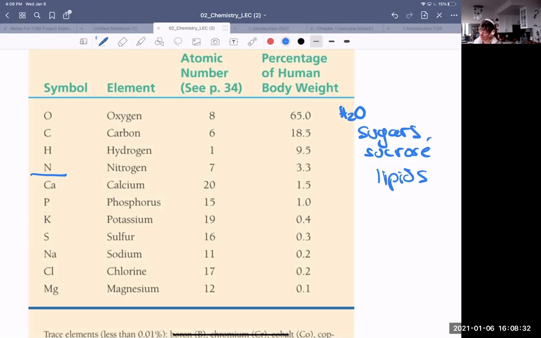How about DNA? DNA and RNA, proteins. Yeah, and a lot of these other lesser but not less important elements make up our macromolecules as well. Like sulfur is very important when it creates disulfide bonds in proteins. They're very strong bonds. They keep proteins maintaining their shape.